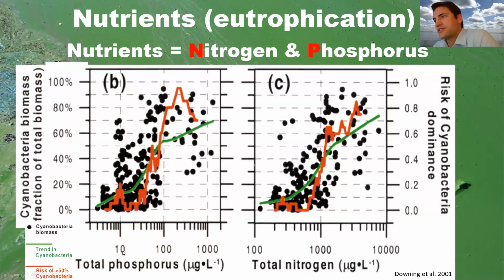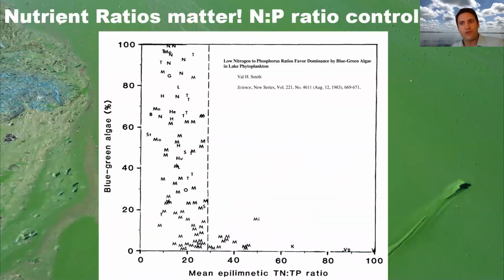So here we can see total phosphorus increasing and total nitrogen increasing. And what you see is that the risk of having a bloom, and cyanobacteria making up a lot of that algal community, increase as nitrogen and phosphorus increase. So those are the 2 main factors. But then how much nitrogen and how much phosphorus is there also matters, and the proportion of them also matters.